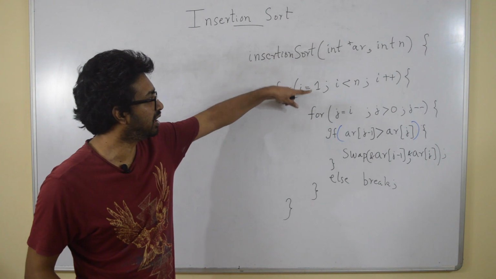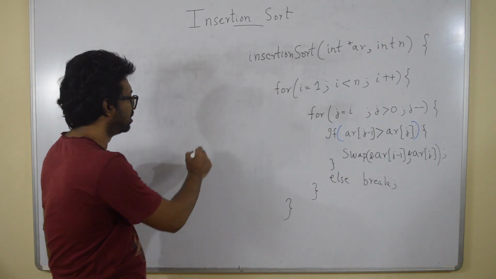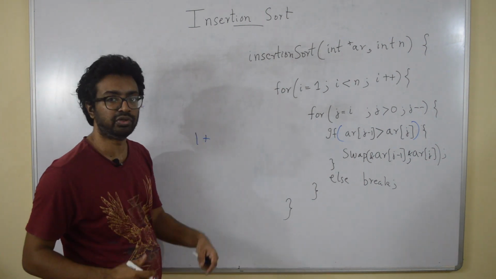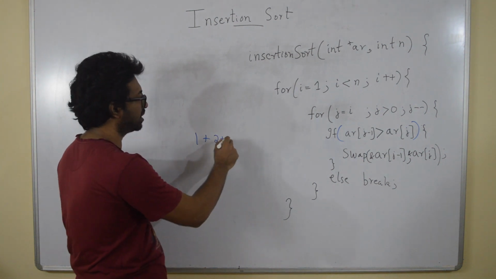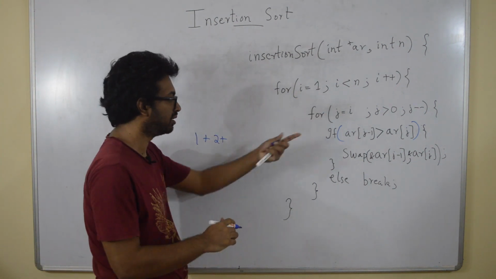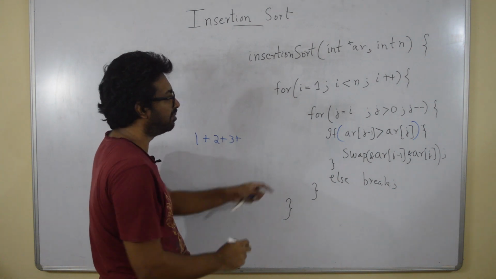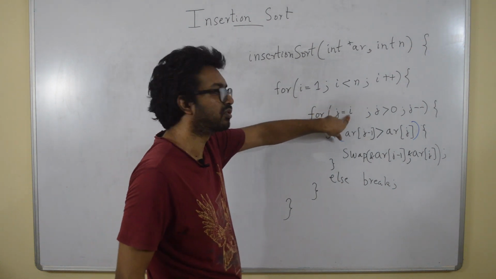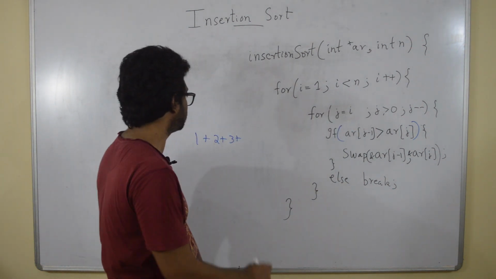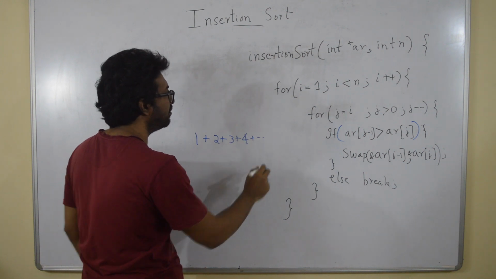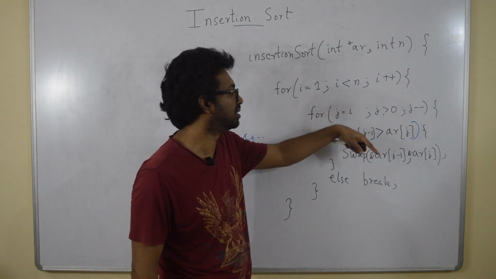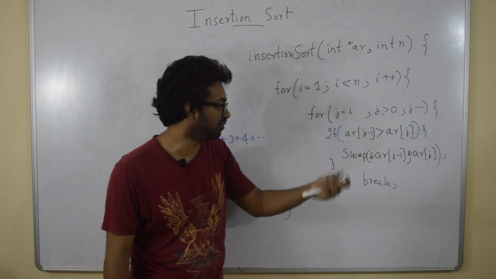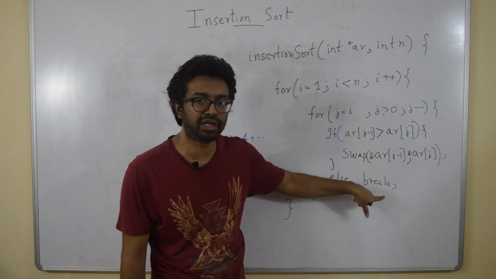So initially when i enters, it's 1, so 1 step. Next, it's going to be 2 steps. Next, when i becomes 3, 3 steps. When i becomes 4, this goes from 4 to 0, so 4 steps, right? And finally, when i becomes n minus 1, this takes n minus 1 steps. These are all worst case, I'm saying, assuming that this break does not get executed.